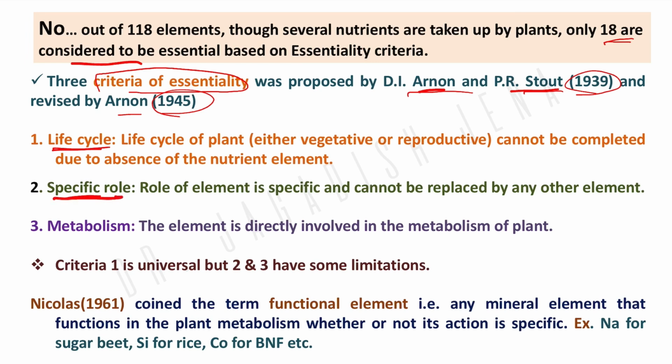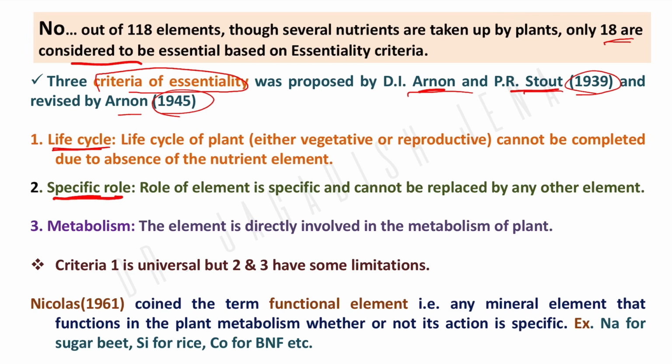Then specific role: the deficiency of that particular nutrient can be fulfilled only by applying that particular nutrient. No other nutrient, if you apply it, can substitute or complement the deficiency of that nutrient. Suppose a nutrient deficiency is occurring; if we apply that same nutrient, then only that deficiency symptom will be over. But if we apply any other nutrient and the criterion is fulfilled, then that will not be considered an essential nutrient.